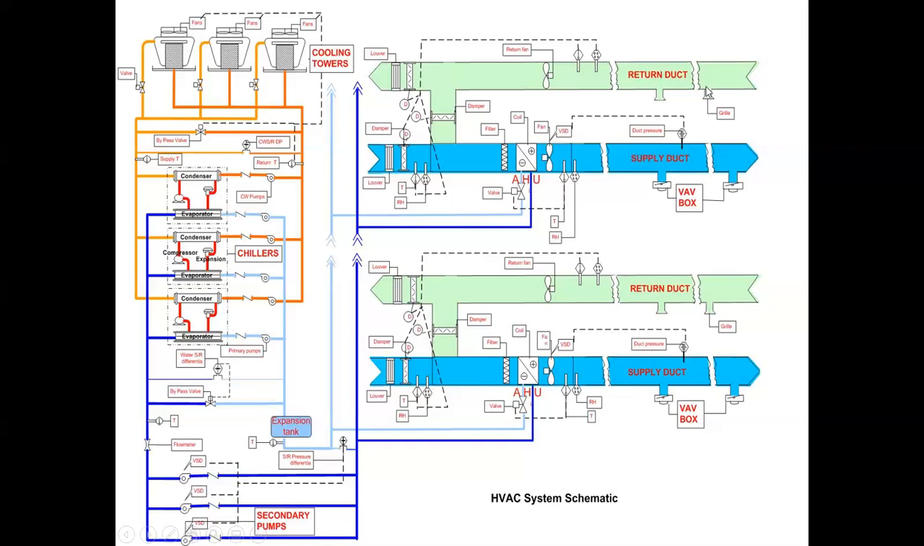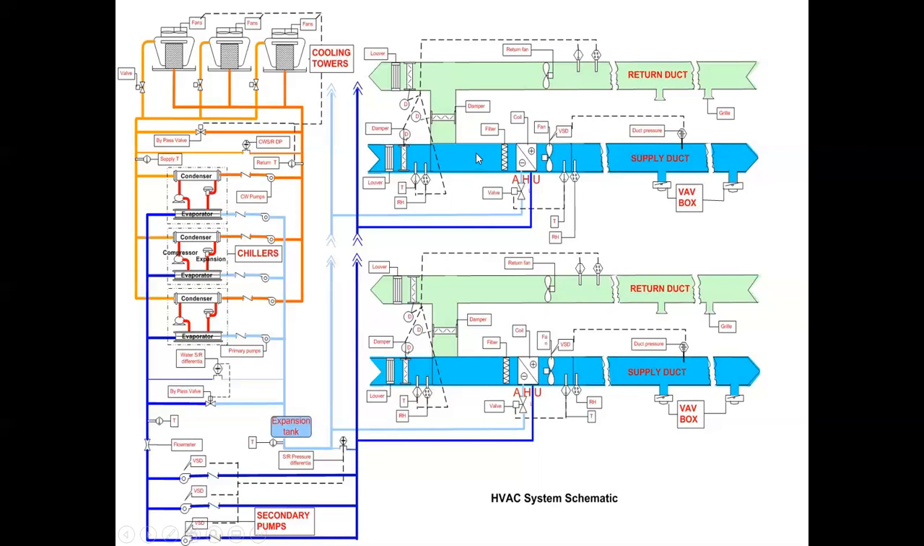Okay, so here's our return. And if it's a big system, it probably has a return fan as well to blow the air back. So this fan is sucking it out of the space up through the grill into the return duct, blowing it back. We got dampers to control the amount of return. And then this would be the outside air coming in from outside. Louvers there. Again, we're gonna measure that temperature and relative humidity that's coming in from outside.